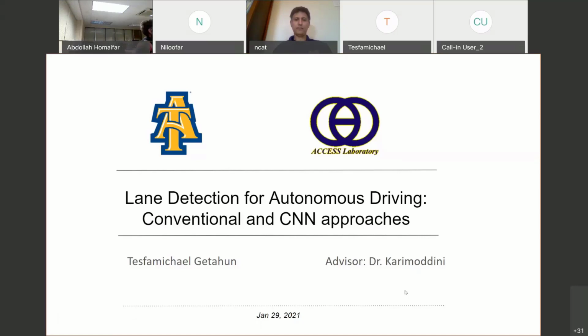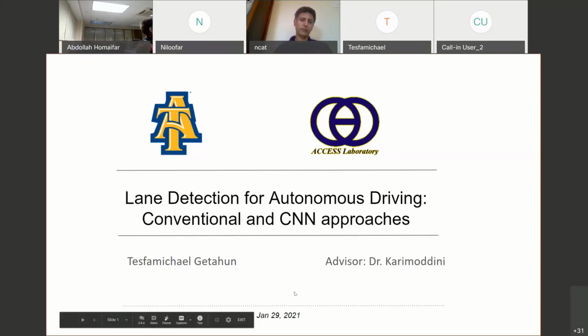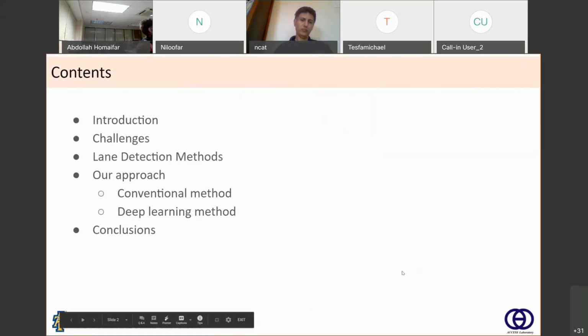So my talk is about lane detection for autonomous driving, and I'm going to touch two approaches for lane detection. One is conventional image processing technique, whereas the second one is all about how convolutional neural networks can be applied for lane detection. So this is the content of my presentation.